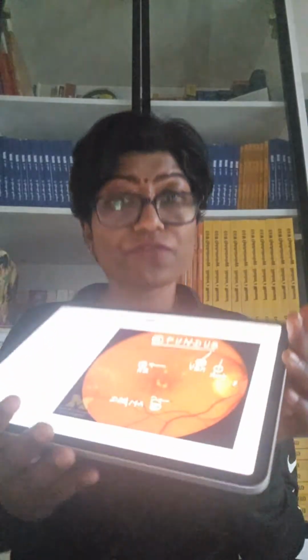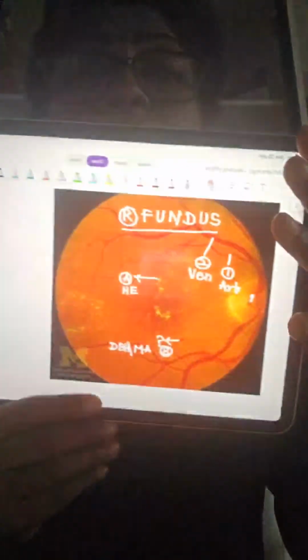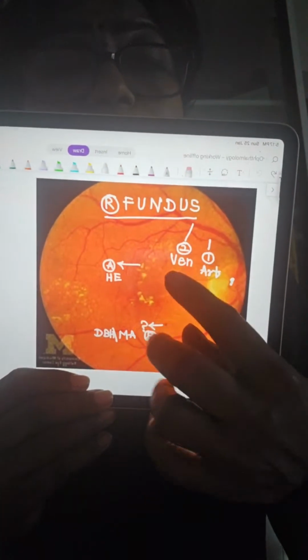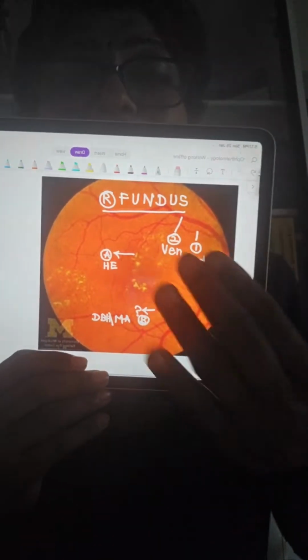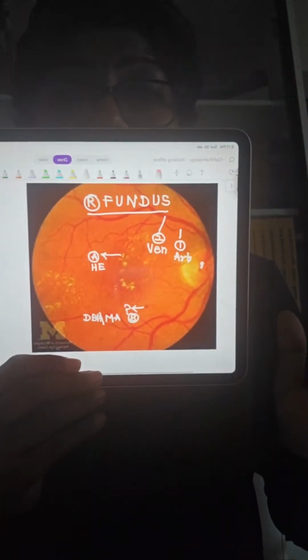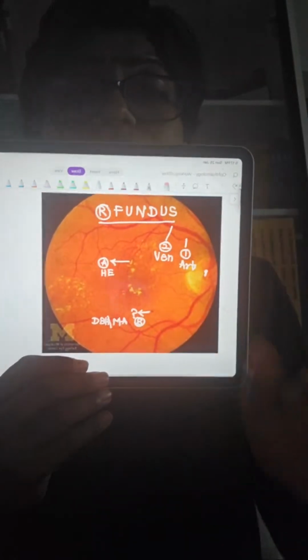All right. So this one is NPDR, non-proliferative diabetic retinopathy, because proliferative diabetic retinopathy means we'll have new vessels. We don't see any new vessels here. As long as you don't see new vessels, because what is the hallmark of proliferative diabetic retinopathy? That is neovascularization. As long as you don't see new vessels, it is NPDR.